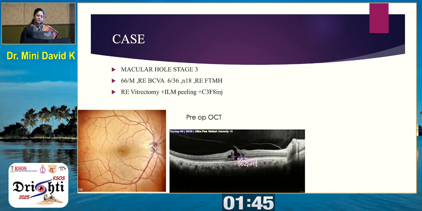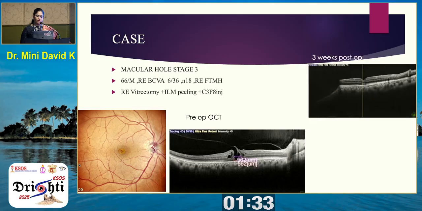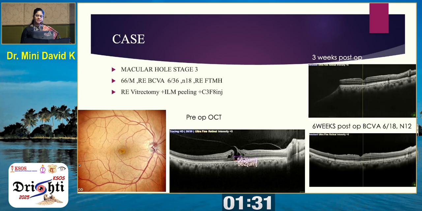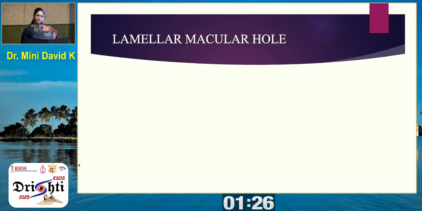So, case of macular hole, stage 3, patient presented with the BCVA of 6/36 and N18 vision, right eye full thickness macular hole. Patient underwent vitrectomy with ILM peeling and C3F8 injection. Advised strict post-op prone positioning. At 6 weeks, patient had anatomical closure of hole with an improvement of vision of 6/18 and N12.